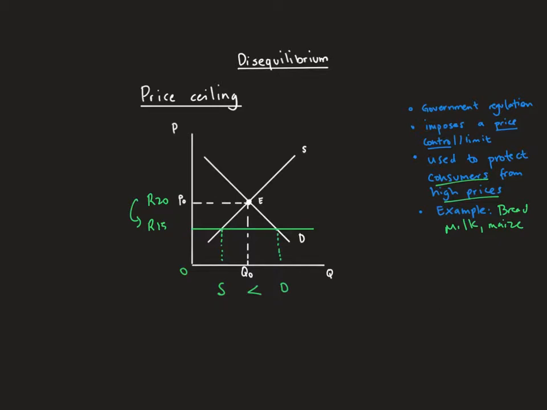Therefore, we have a situation which forms here, and this is called excess demand. Because the price dropped from 20 Rand to 15 Rand, we have a situation whereby consumers will be willing to buy more of that product because the price has become cheaper. Another name for a price ceiling is a max price. And this is basically when the price is set below the equilibrium price, causing disequilibrium where demand does not equal supply.